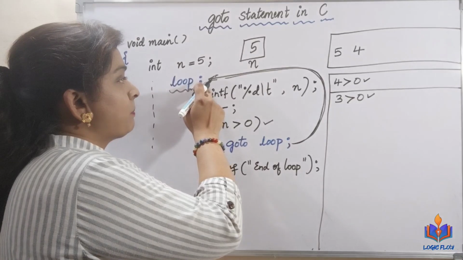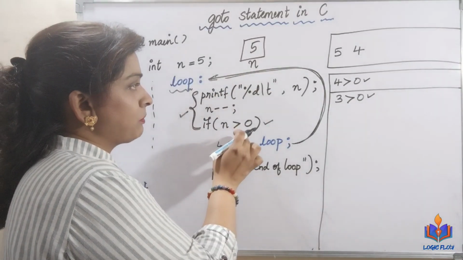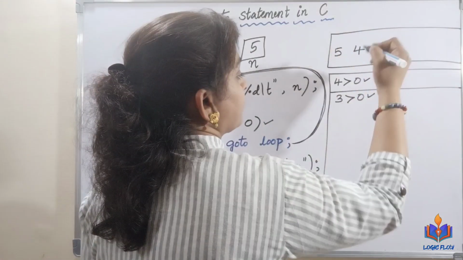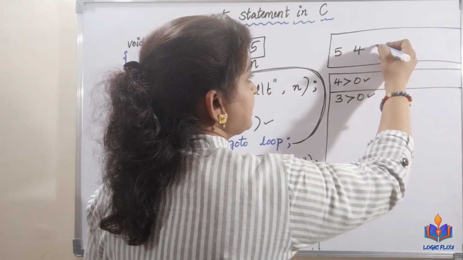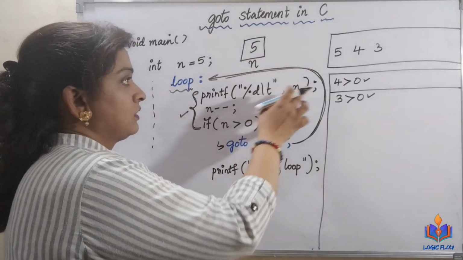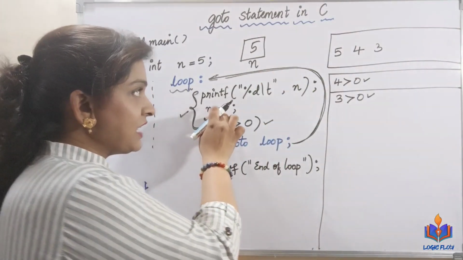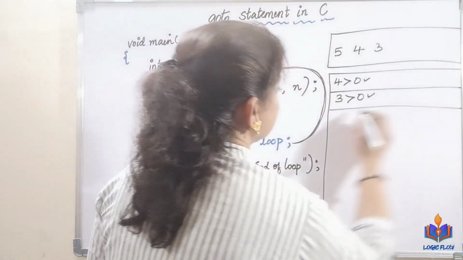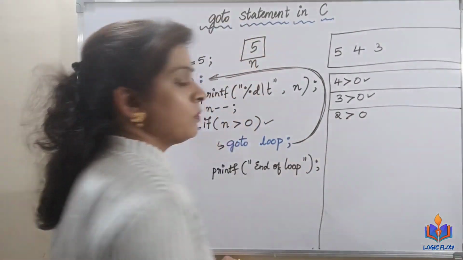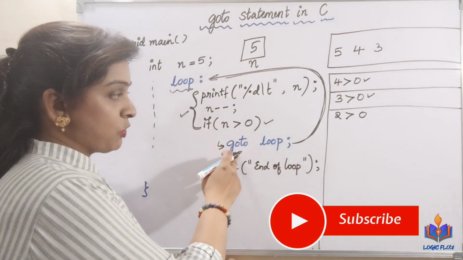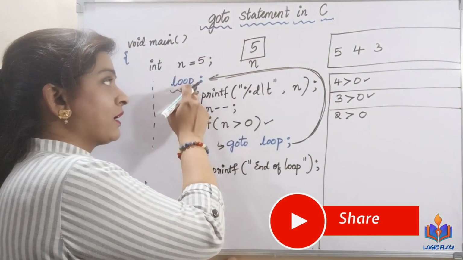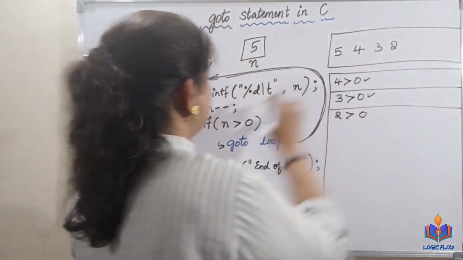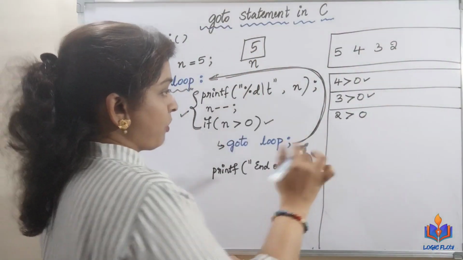So the control is back to this. Again execute the statement, which means print the value of n. The n value is decreased, so I'm going to print 3. Then decrease, it is 2. Then check the next iteration. 2 greater than 0. Yes. Again execute the go to statement. Go to loop. Loop back. Execute this. Print the value of n, it is 2. Decrease it. It becomes 1.